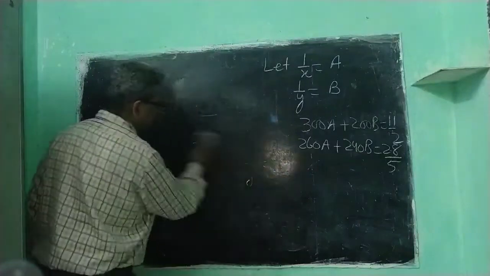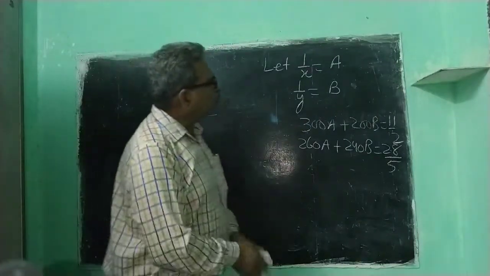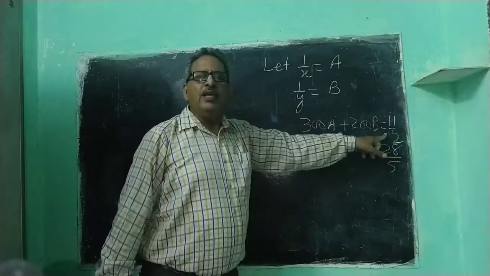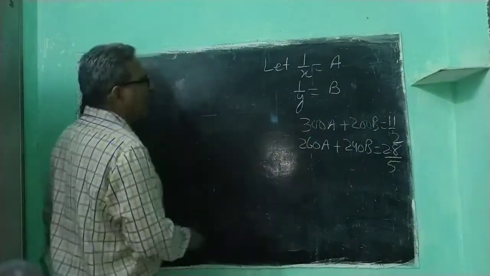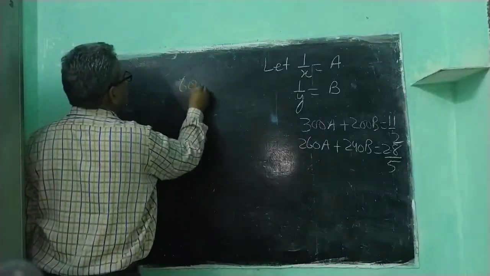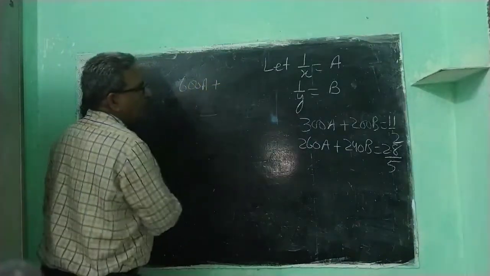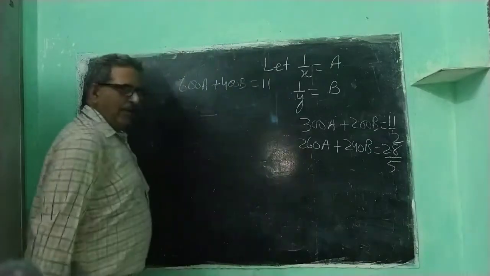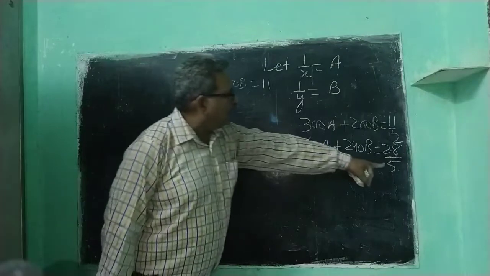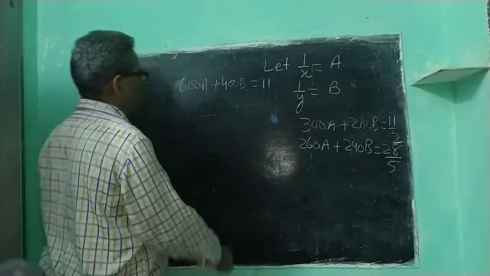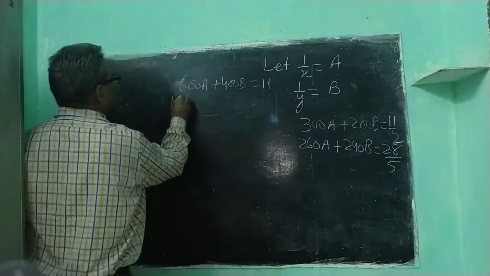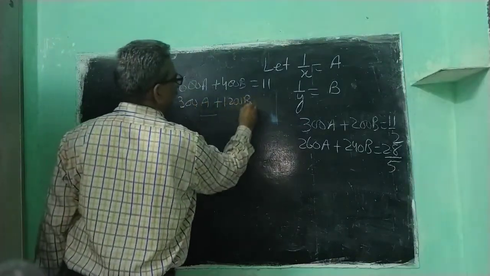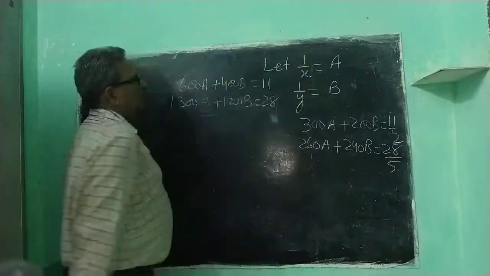So proceeding, beta, first of all multiply with 2 so that this denominator will be cancelled. So what we get? 600a plus 400b is equal to 11. Similarly, beta, multiply with 5, what we get? 1300a plus 1200b is equal to 28.